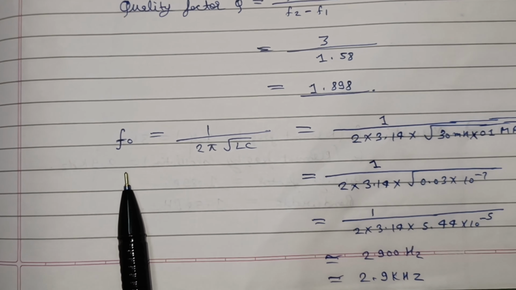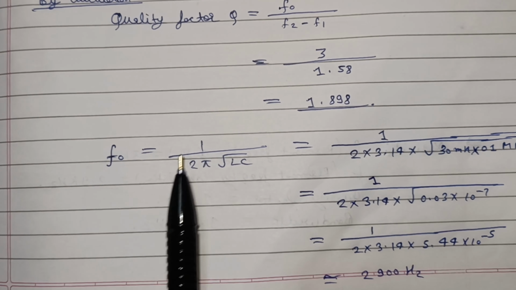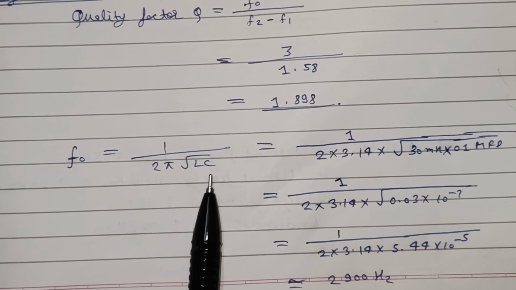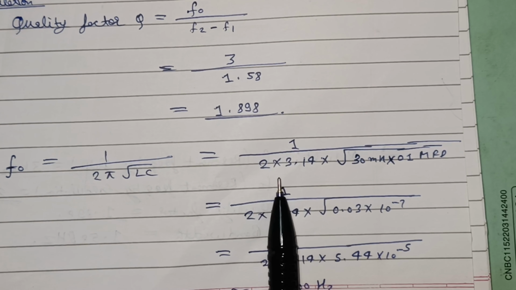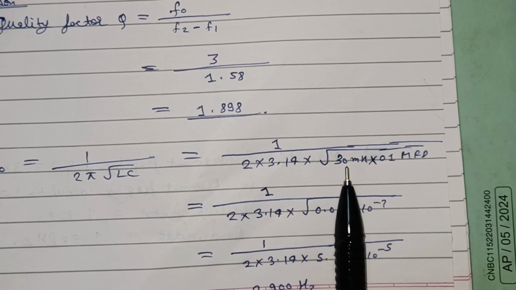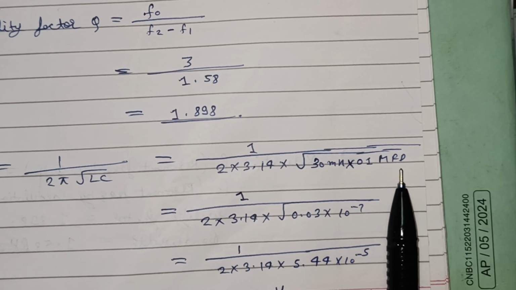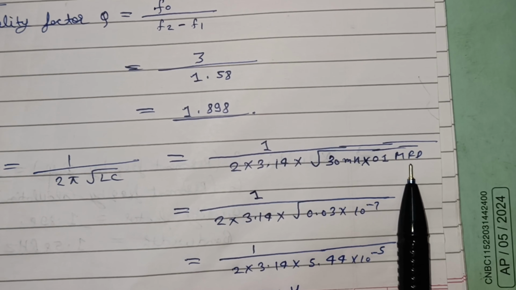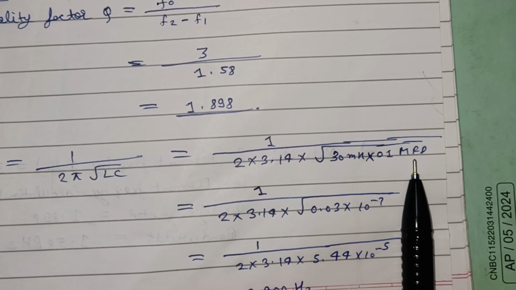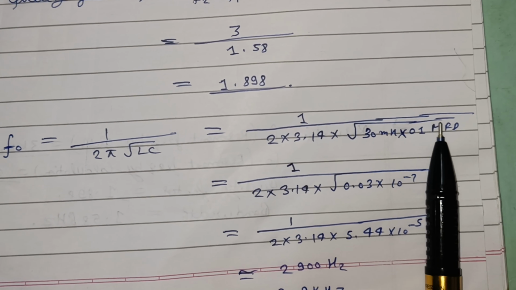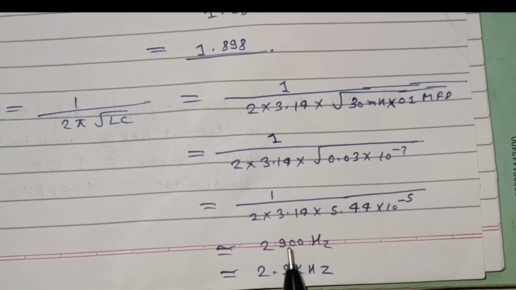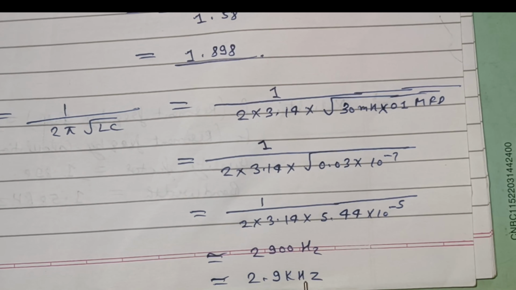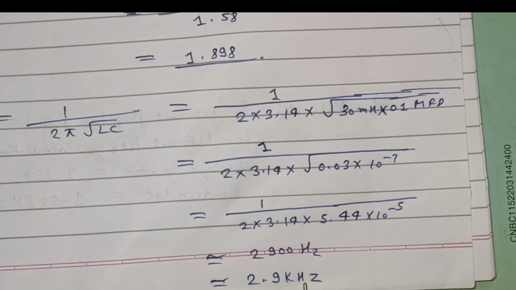Then we have calculated our F0, that is resonant frequency, by the formula 1 upon 2 pi root LC. Then we have substituted the value. We can clearly see that L is 30 millihenry and our capacitor is of 0.1 microfarad. By using the calculator we have calculated this value and we have obtained the result approximately 2.9 kilohertz.